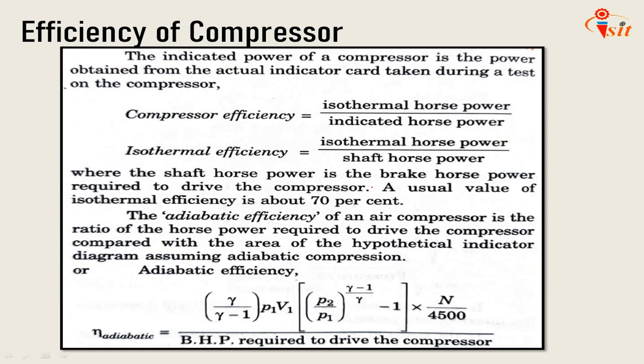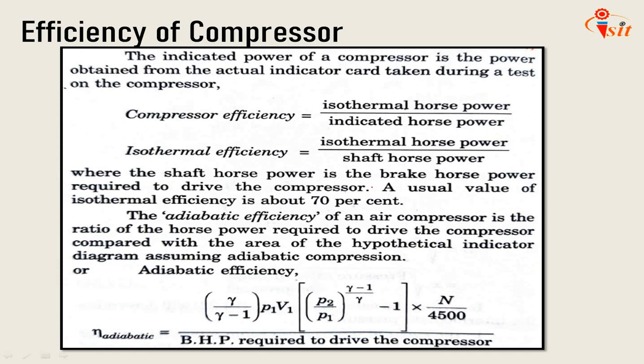Now the indicated power of a compressor is the power obtained from the actual indicator diagram taken during a test on the compressor. So compressor efficiency will be isothermal horsepower to the indicated horsepower. And then isothermal efficiency is isothermal horsepower to the shaft horsepower, where shaft horsepower is nothing but the brake horsepower required to drive the compressor. Generally the isothermal efficiency is about 70%.